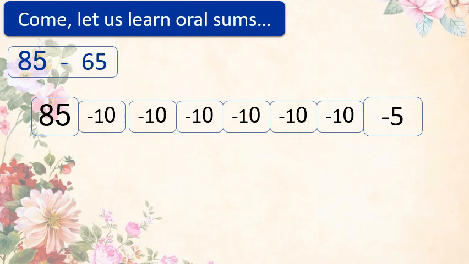Now calculate the answer. 85 minus 10 is 75. Minus 10 is 65. Minus 10 is 55. Minus 10 is 45. Minus 10 is 35. Minus 10 is 25 and minus 5 is 20. What is our answer? 20 is our answer. Am I right? Okay, you calculate and see.